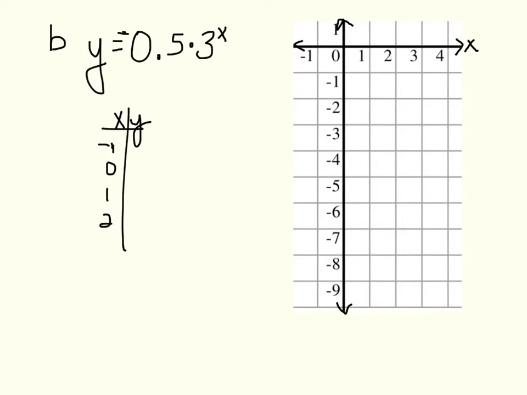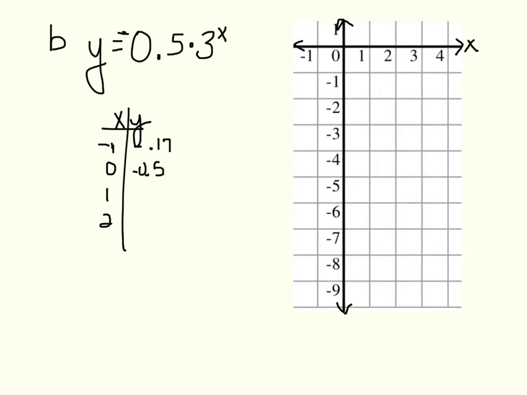And then if you take -0.5 times 1/3, you're going to get -0.17, and I rounded it. It's going to be -0.16 repeating. Plug in 0. 3 to the 0 power is 1. 1 times -0.5 is -0.5.